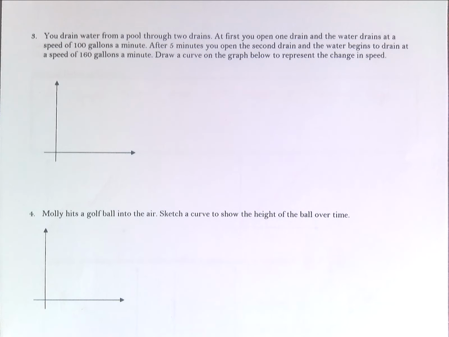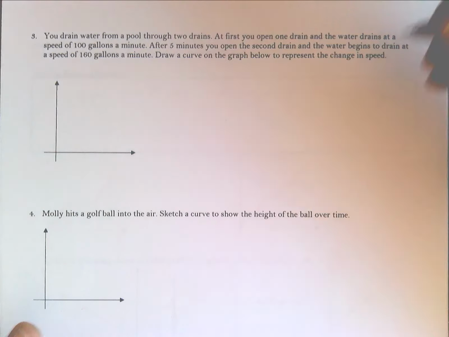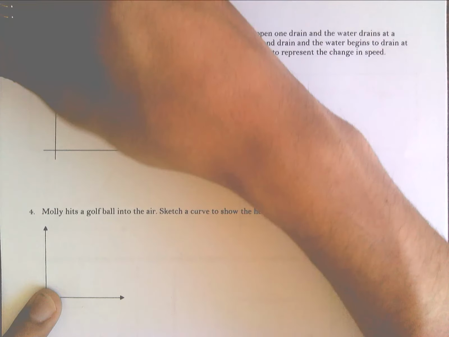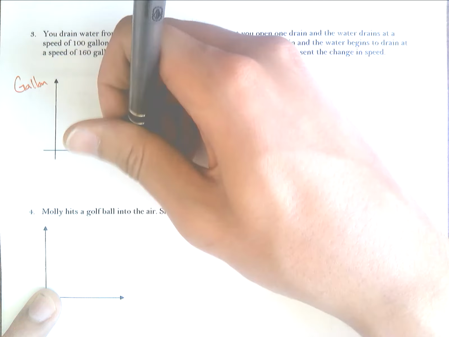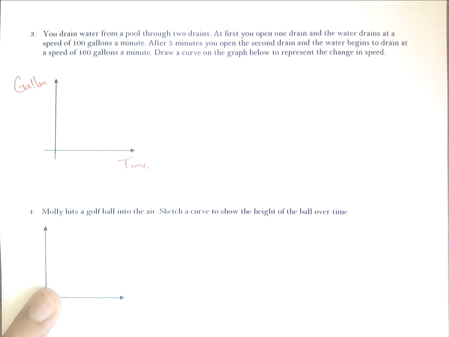Example 3 says you drain water from a pool through two drains. At first you open one drain and the water drains at a speed of 100 gallons per minute. After 5 minutes, you open the second drain and the water begins to drain at a speed of 160 gallons per minute. Draw a curve on the graph below to represent the change in speed. So here, again, this is going to be gallons over time. So how many gallons are drained over a unit time? So again, time is our x-axis.